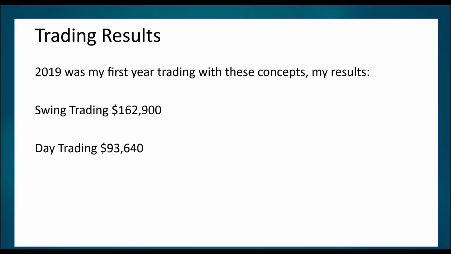So last year, I've got two trading accounts. In my swing trading account, I was up 162 and change, so about $163,000. That's money in the bank before tax. And in my day trading account, where I do some of the shorter term trades, I was up just over $93,000. Again, that's money in the bank before tax.